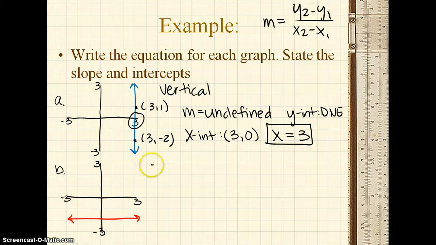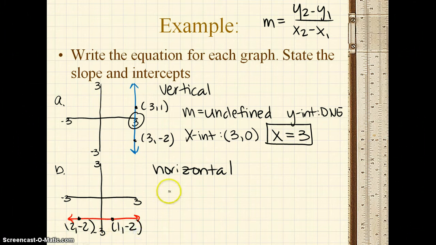So for the second one, we have a horizontal line. And again, if we label a couple of the points, you would recognize that the y values are the same. So in this case, our slope is 0. And the x-intercept does not exist.